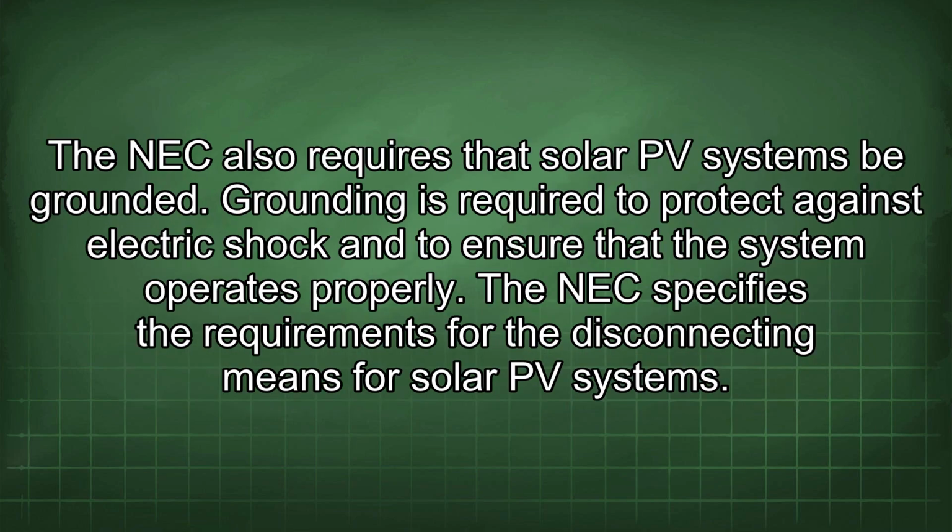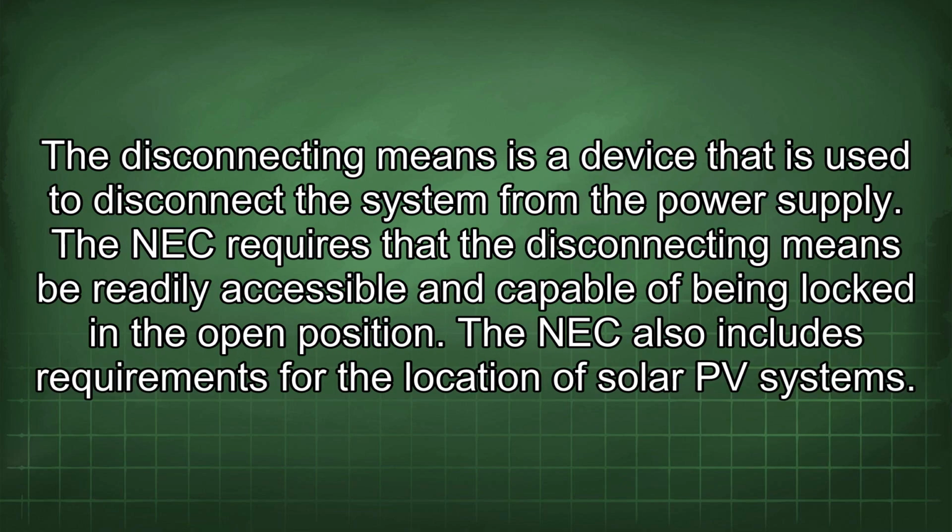The NEC also requires that solar PV systems be grounded. Grounding is required to protect against electric shock and to ensure that the system operates properly. The NEC specifies the requirements for the disconnecting means for solar PV systems. The disconnecting means is a device that is used to disconnect the system from the power supply. The NEC requires that the disconnecting means be readily accessible and capable of being locked in the open position.